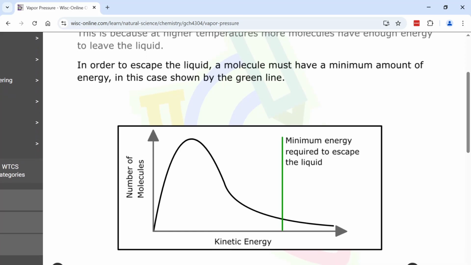In order to escape a liquid, a molecule must have a minimum amount of energy, in this case the energy shown by the green line. So the proportion of molecules that have enough energy to escape would be represented by the area under that curve. Does that make sense? Okay, so this area would be ones that could. This whole area under here would represent the percentage of molecules that cannot escape.